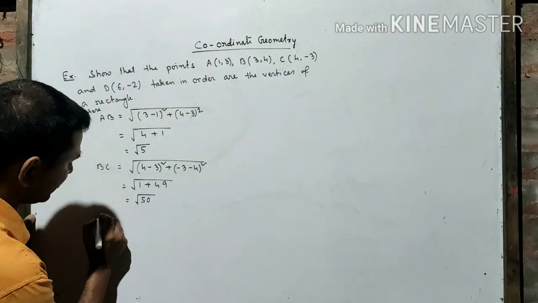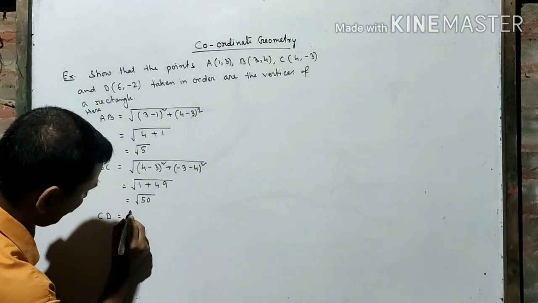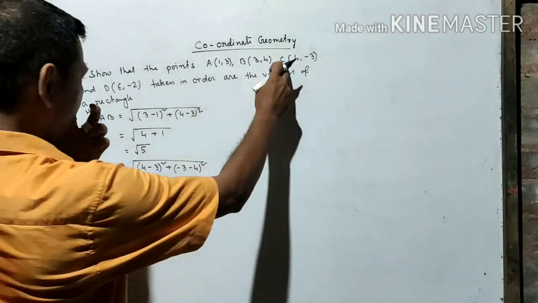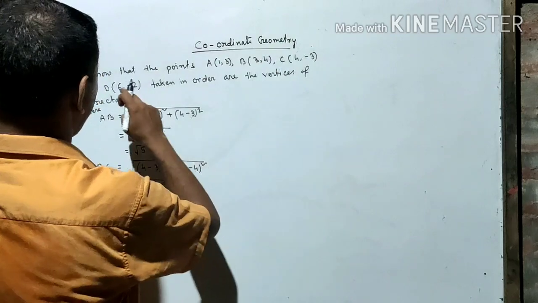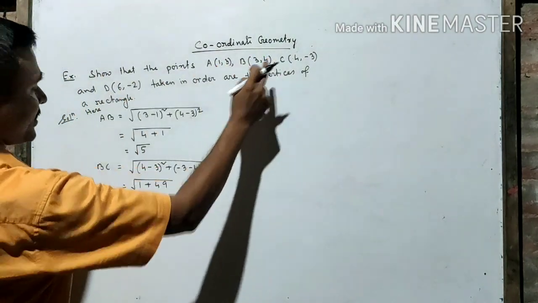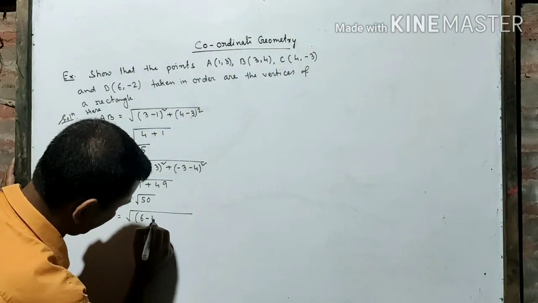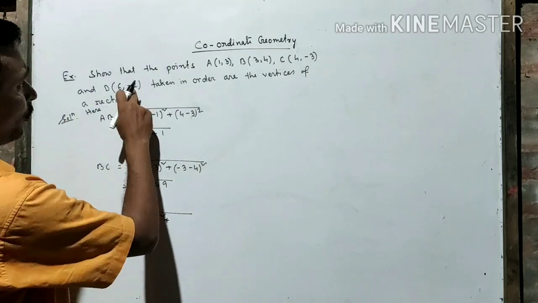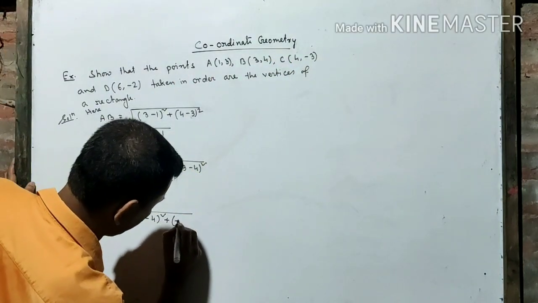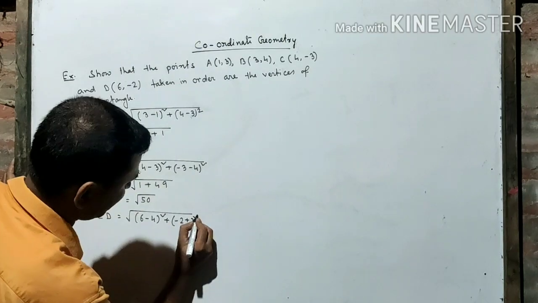Then we find CD. C, D. X1, X2, Y1, Y2. So X2 minus X1, that is 6 minus 4 whole square, plus Y2 minus Y1, minus 2 plus 3 whole square.